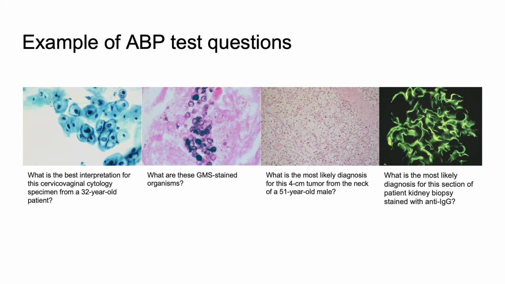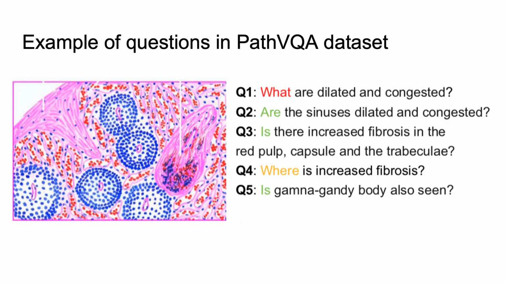To train an AI system to pass this exam, the first step for us is to collect a dataset containing questions similar to those questions in the ABP test. And let me show you some examples of questions in our pathology VQA dataset.